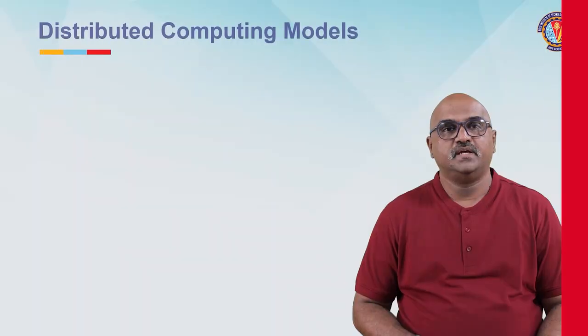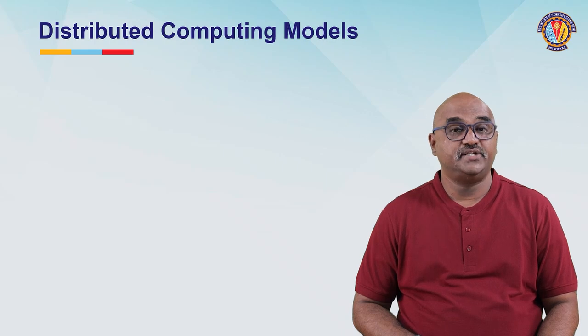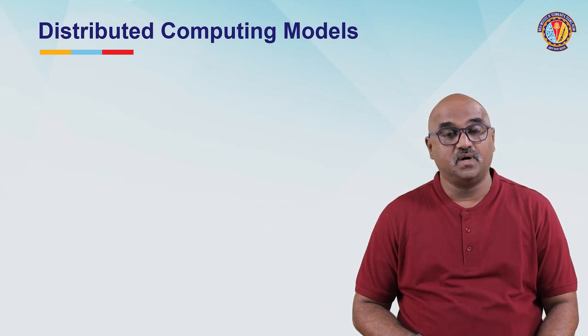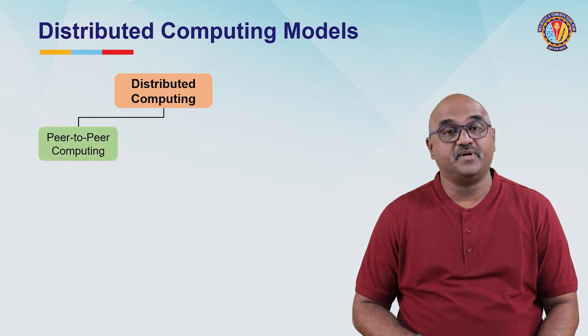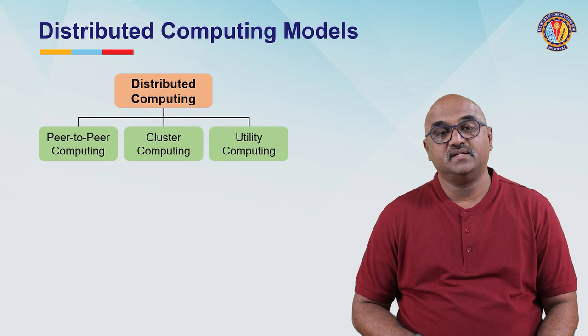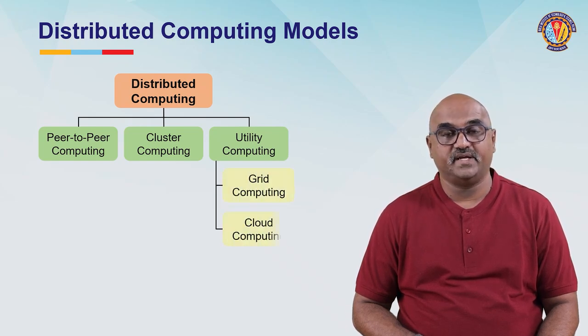If we can quickly recall, distributed computing is where a task is split across many computers connected by a network. They all work together, share the workload, and help solve complex problems efficiently. Now, let's look at the main types of distributed computing models one by one. We have peer-to-peer computing, cluster computing, utility computing. Under utility computing, we have grid and cloud computing.